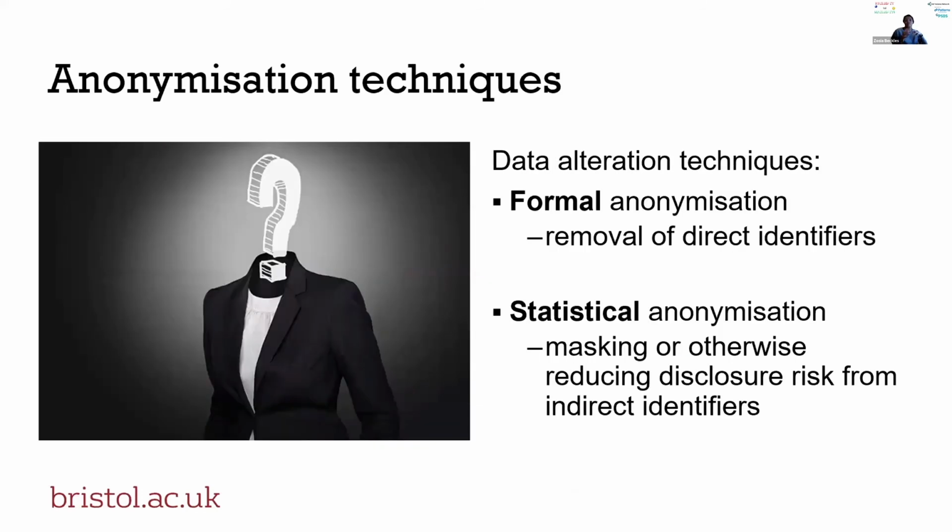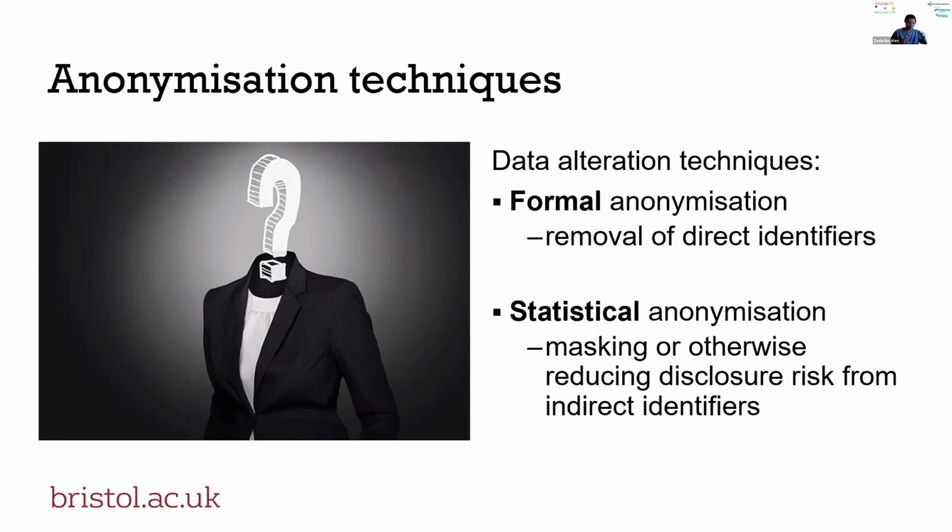Okay, so the third way of managing risk to participants is through anonymisation. So this could be data alteration techniques such as formal and statistical anonymisation, which are basically either removing or masking elements of the data to remove identifiers entirely or to make it more difficult to find combinations of indirect identifiers that could identify a participant.